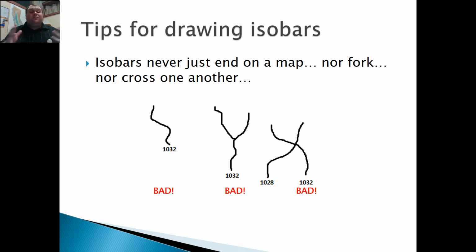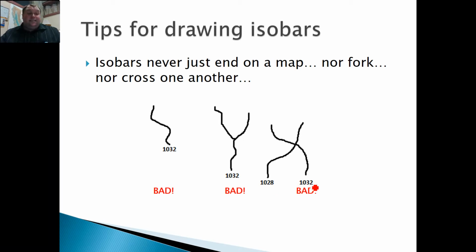Another thing that isobars don't do is they don't branch out. There's a few reasons why, but just know that they don't branch out. One other thing that isobars don't do is they don't cross. Now this one kind of makes sense. So let's look over here. We have the 1028 millibar line and the 1032 millibar line.